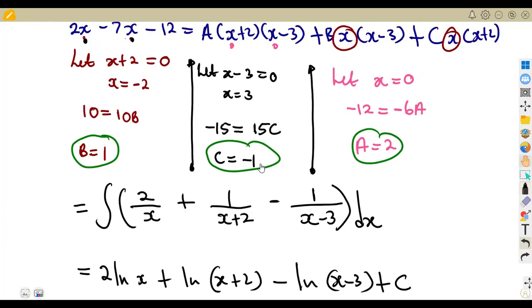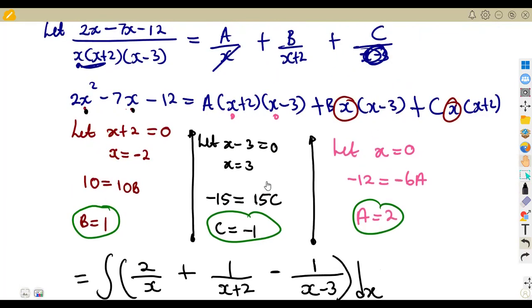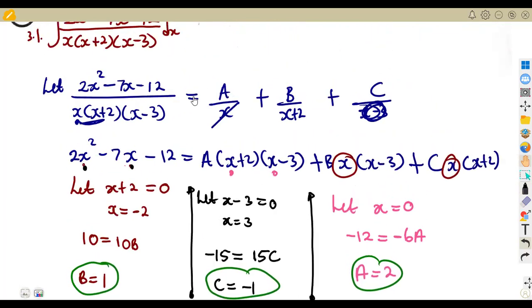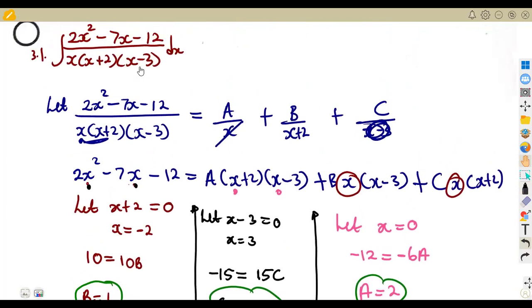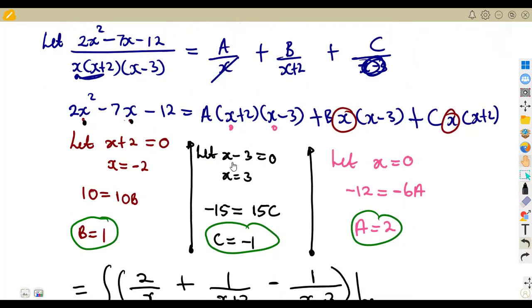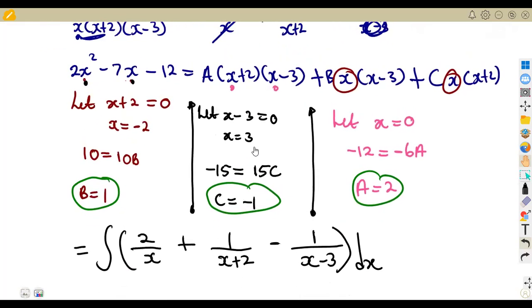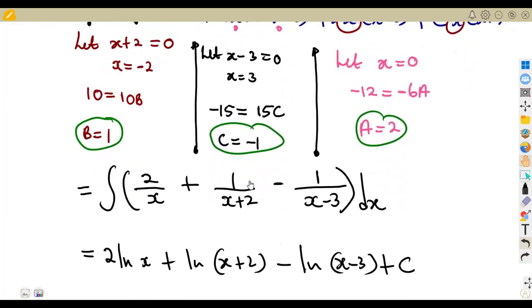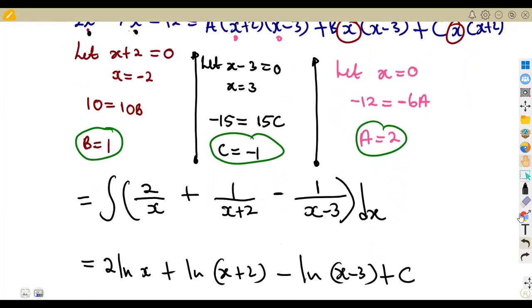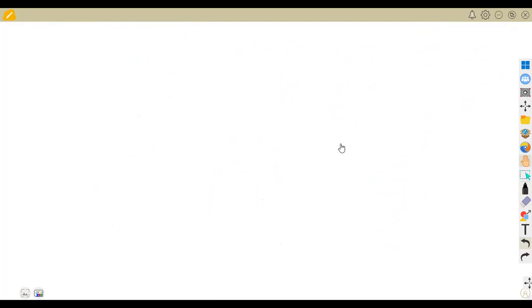For those who wrote this exam, this was an advantage for you guys. Already they factorized this for you, and they are linear. We do not have any quadratic or any repeated linear. They are straight linear terms. Those are partial fractions for N5. So it was a revision actually for N5, which is an advantage for those who wrote this exam.